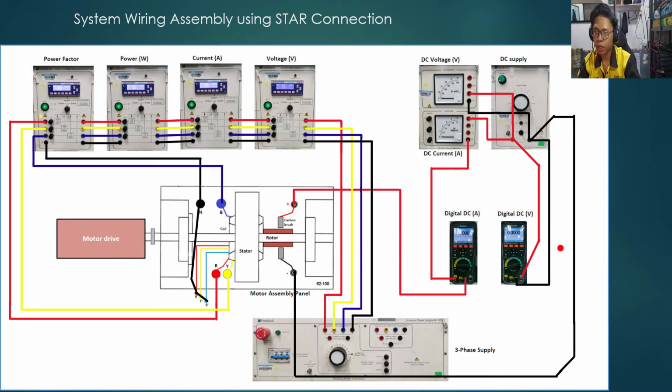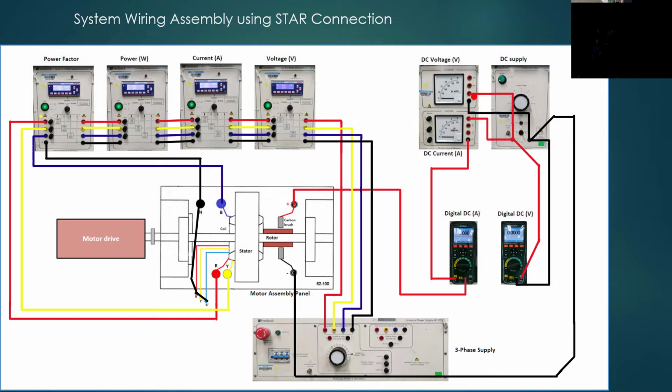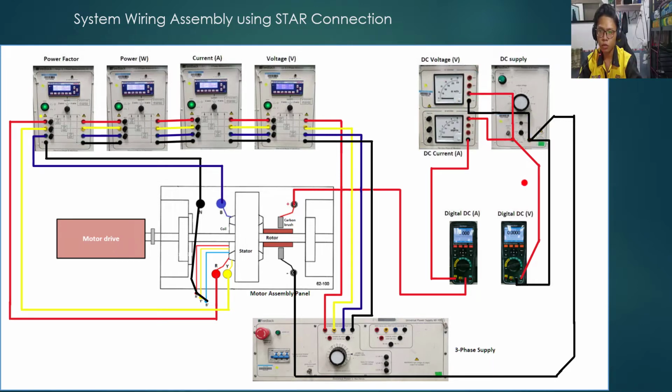Next, for the connection part, this motor needs two power supplies, the DC supply and the AC supply. The DC supply connects to the carbon brush. From the positive terminal, it connects to the analog ammeter, then to the digital multimeter for current, and the output goes straight to the positive terminal of the carbon brush. The negative terminal of the carbon brush goes straight to the negative terminal of the DC power supply. The digital and analog voltmeters are connected in parallel because a voltmeter needs to be connected in parallel to observe the output.